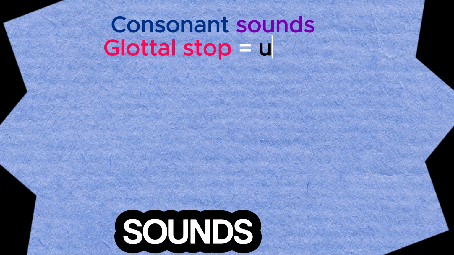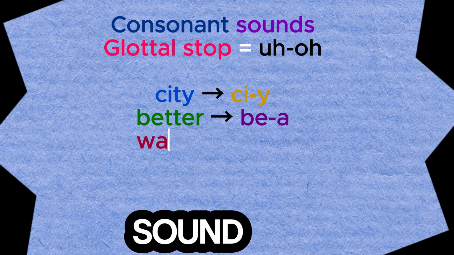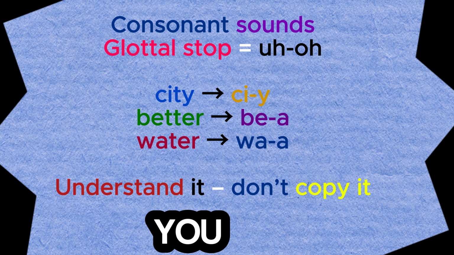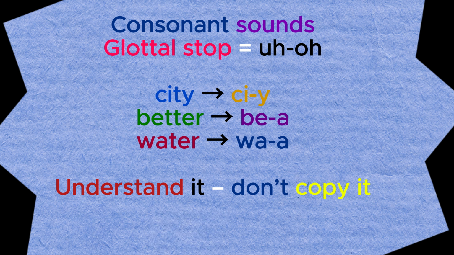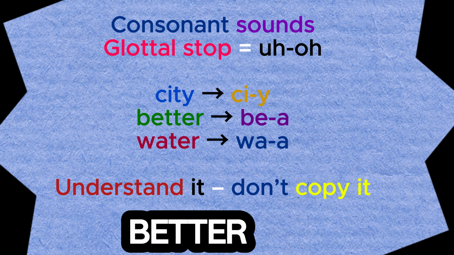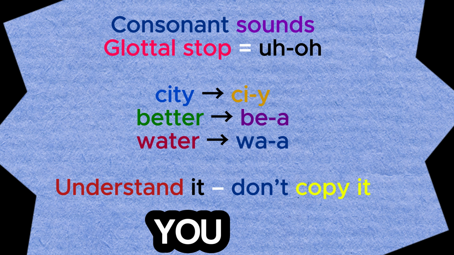Now, let's look at consonant sounds. There is a sound called the glottal stop. You make it when you say, uh-oh. Many speakers use it in words like city, better, water. You don't need to use it, but you must understand it.